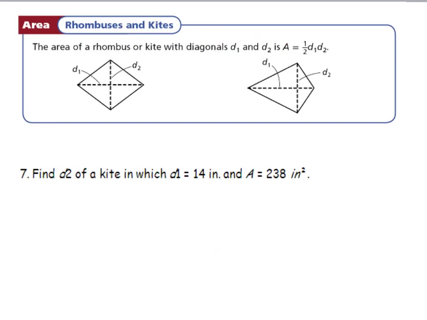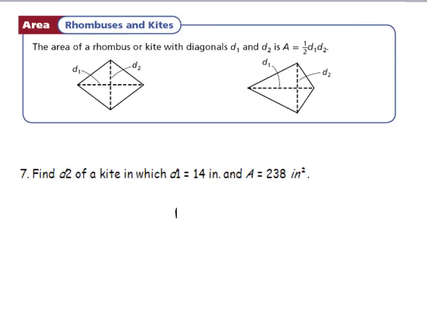All right, you guys, rhombuses and kites. To find the area of a rhombus and a kite, they have the exact same formula. All you do is multiply your diagonals and divide it by 2. So diagonal 1 times diagonal 2 divided by 2. So looking at the first one, find your second diagonal. If the first diagonal is 14 and the area is 238.